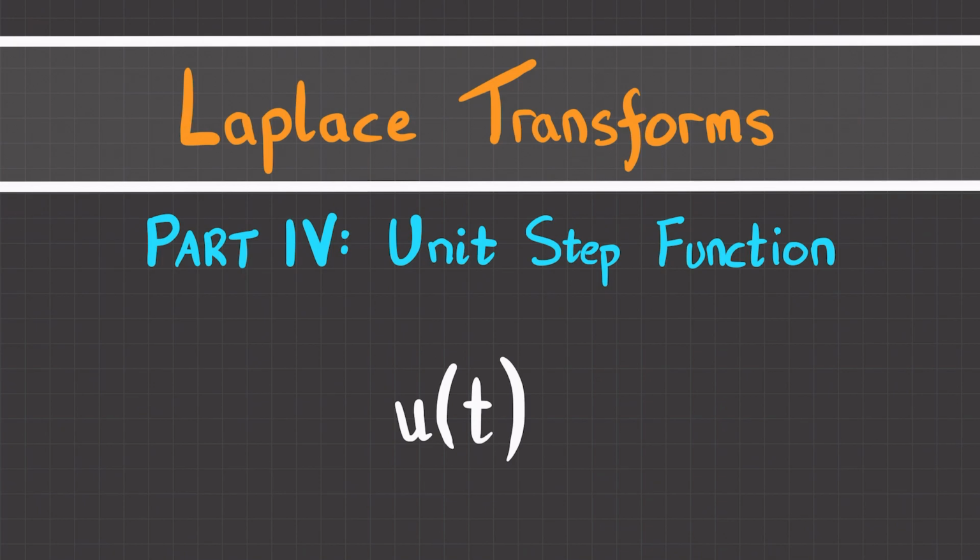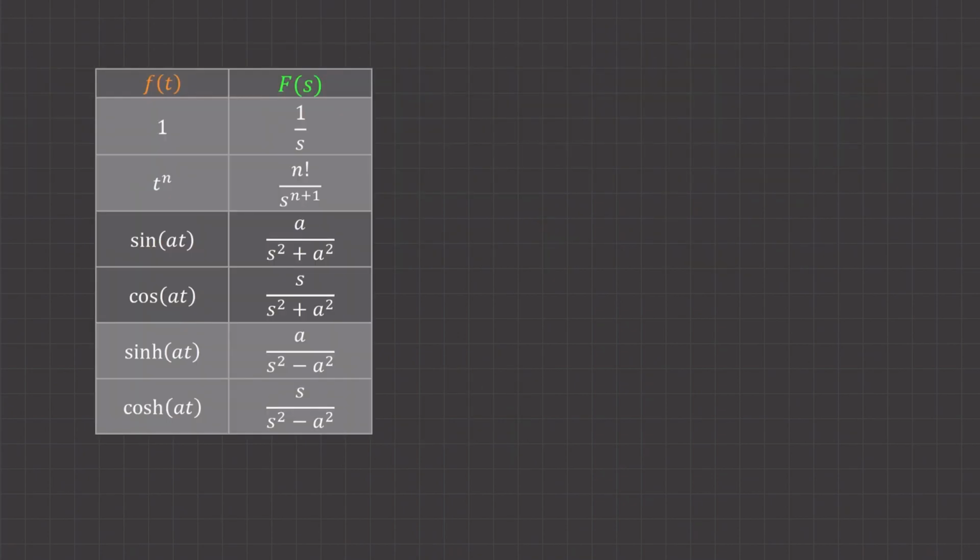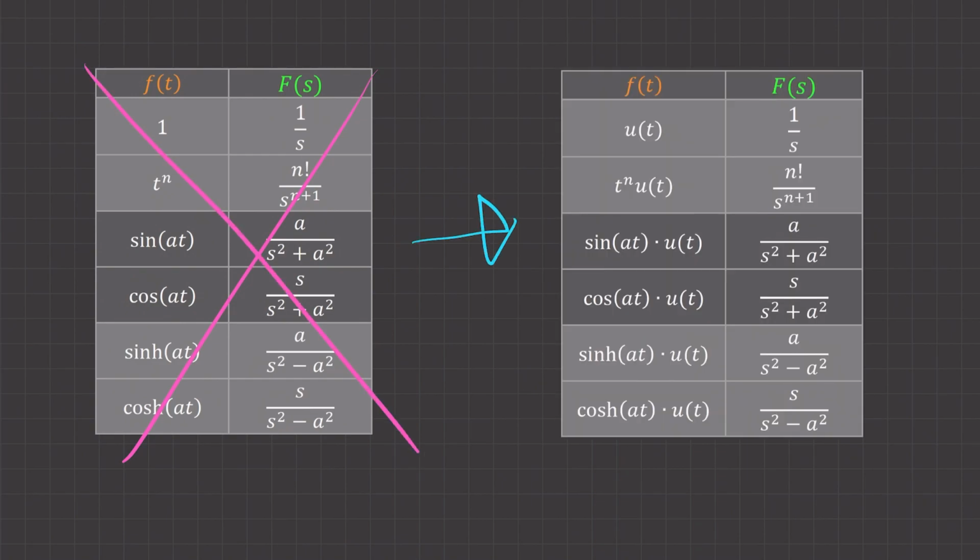Laplace transforms part 4, the unit step function. I omitted this part from my previous video, but realistically, it was playing a part. This table that you saw, technically that's wrong. It should actually be this table here. Comparing the differences, the function of s is still the same, but notice in the function of time, they've all been multiplied by u of t.